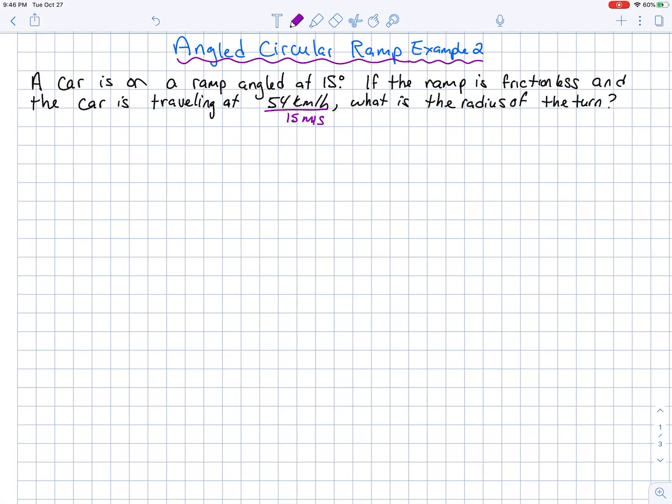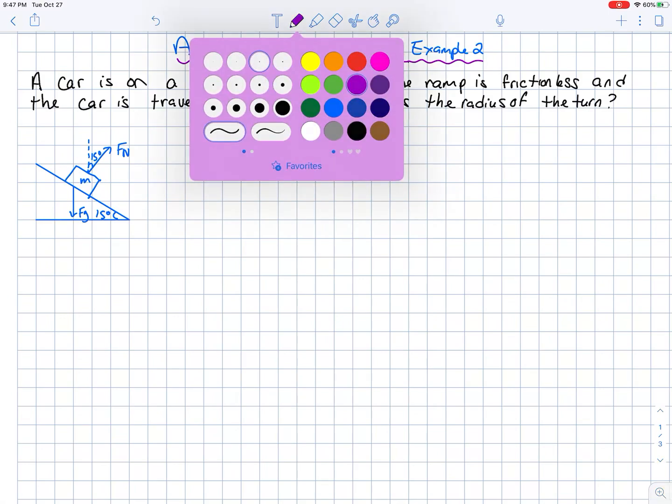So very first thing, we look at our units here. We convert that 54 kilometers an hour into meters per second. So that gives us 15 meters per second. Next step, we've got a force question, and so we draw our free body diagram. So here is the ramp. It's got 15 degrees. We've got the car on the ramp. We'll just give it mass m, and we will draw in the normal force, knowing that this is also 15 degrees. If you can't remember why, go back and watch the first example. We also have our gravitational force going straight down here, and we've been told it's frictionless.